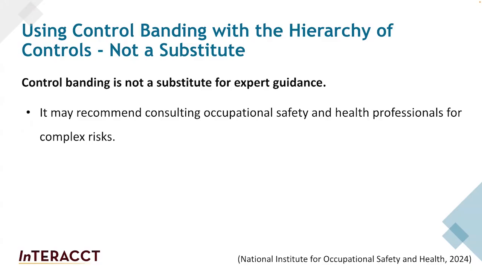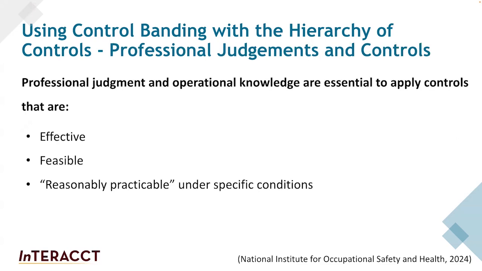This is because controls must be not only effective at reducing exposure, but also feasible to implement in the real work environment. In many cases, they also need to meet the standard of being reasonably practical, meaning they are appropriate given the specific conditions, resources, and risk present. This ensures that the selected control measures are both protective and realistic. And it's important to remember, control banding does not replace the need for exposure monitoring. Even when control measures are in place, monitoring is still necessary to verify that exposures remain within safe limits.